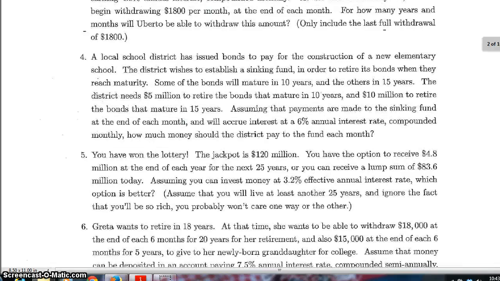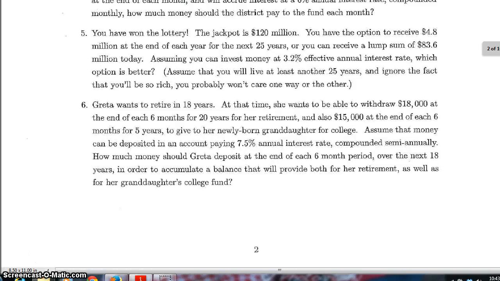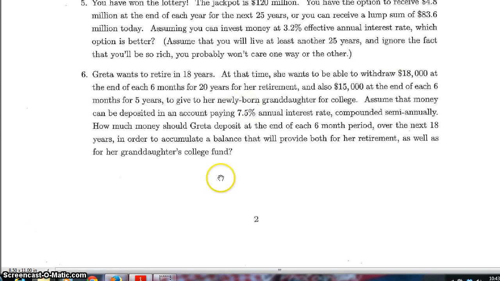The last problem, number 6. This one's kind of involved as well, and kind of realistic too, I think. Greta wants to retire in 18 years. At that time, she wants to withdraw $18,000 at the end of each 6 months for 20 years for retirement, and also $15,000 at the end of each 6 months for 5 years to give her newly born granddaughter. So she just had a granddaughter, and is setting up a college fund and wants a retirement fund.